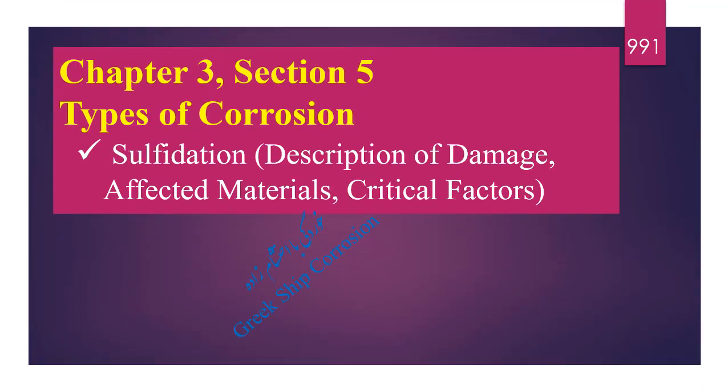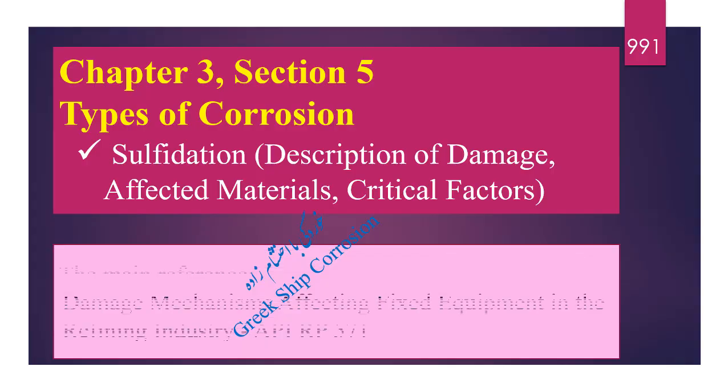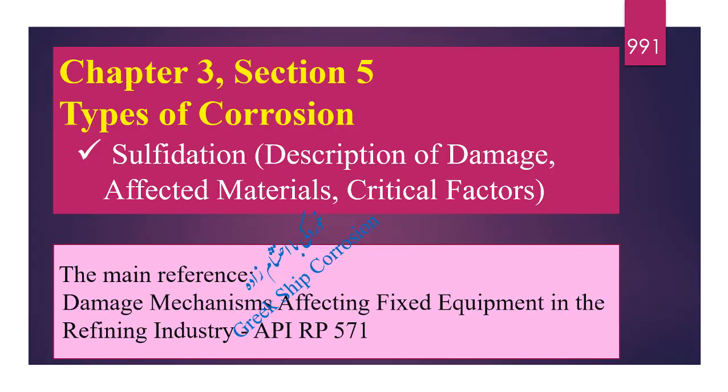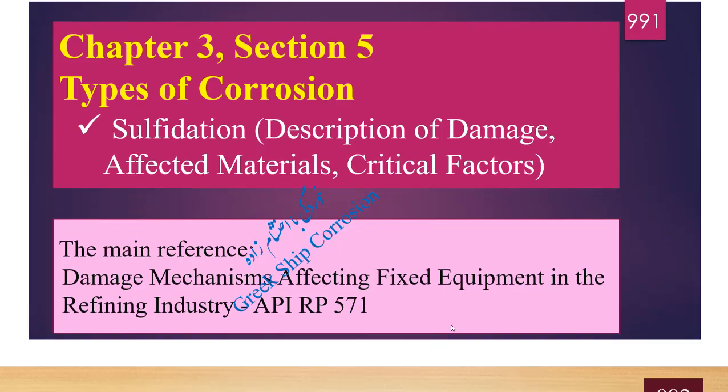Chapter 3, Section 5, Types of Corrosion. Sulfidation: description of damage, affected materials, critical factors. The main reference is Damage Mechanisms Affecting Fixed Equipment in the Refining Industry, API RP 571.